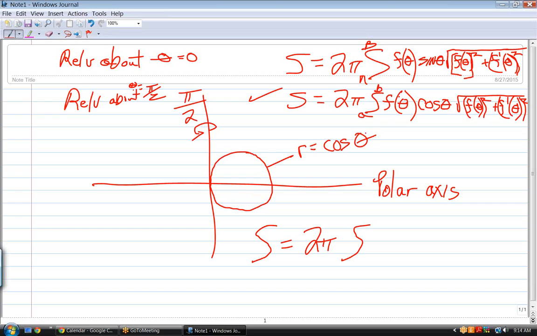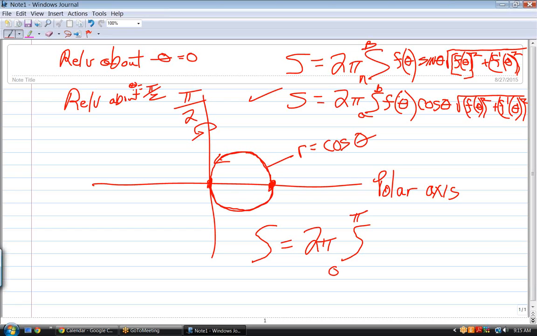Well, let's see, when I'm at 0, I'm at there. When I am at pi over 2, I'm back to there. In other words, I draw this circle this way. And when I go from pi over 2 to pi, I'm back to here. So I draw the bottom half. So my alpha and beta is 0 to pi.